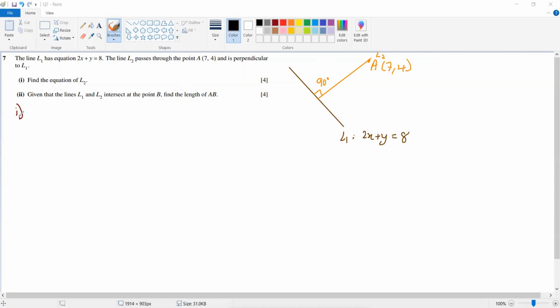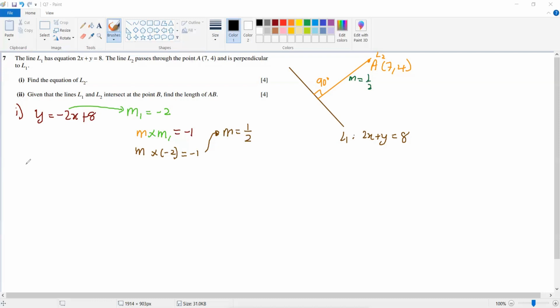Okay, let's take a closer look at it first. So how do you find an equation of a line L2? The first thing is we take from L1 its gradient. So we rewrite y equals negative 2x plus 8. From here, we can take out the gradient m1, which equals the coefficient of x, negative 2. The orange line will have the gradient of m. Because they're perpendicular, we can use the rule that m times m1 must equal negative 1. So let's substitute and solve this. That means m times negative 2 equals negative 1, from which we solve and see that m equals 1 over 2. So the gradient of this line is 1 over 2.